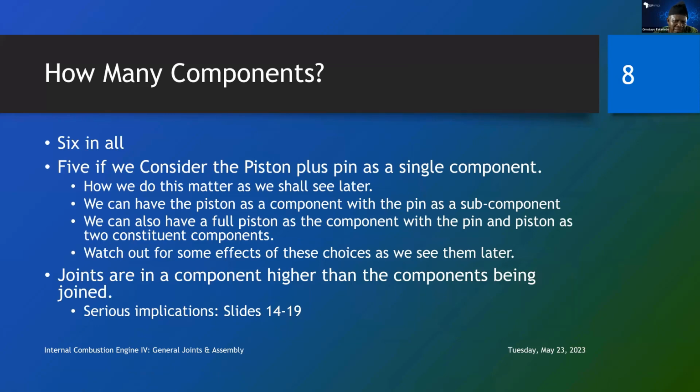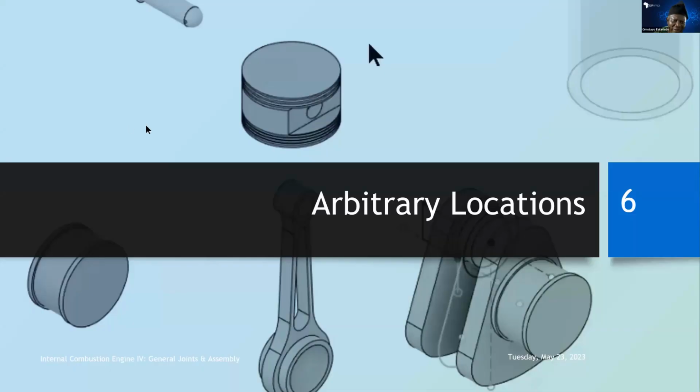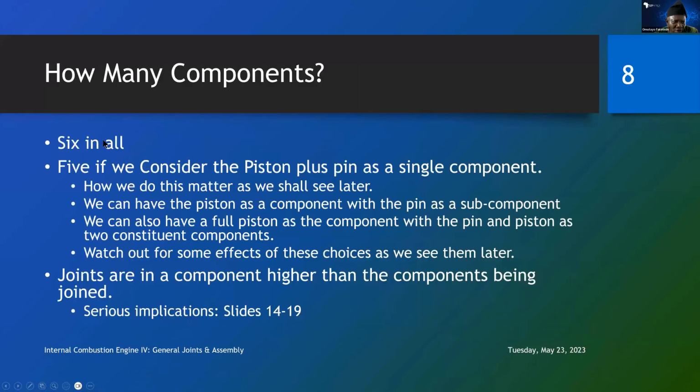Now, if you look at this place, we can ask ourselves, how many components are there? Well, you can count 6, but if you count the pin and the piston as 1, then you count 5. So it's 6 in all, 5 if we consider the piston plus the pin as a single component. And that is what we shall do. How we do this matters.